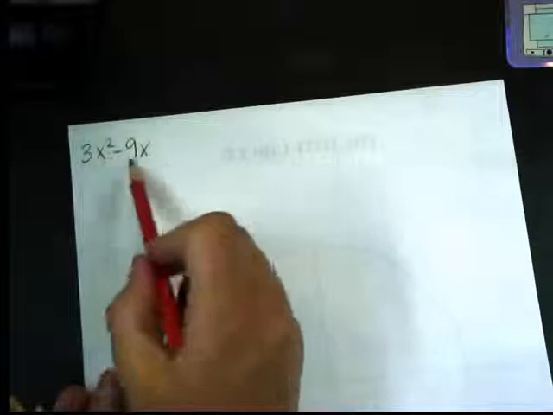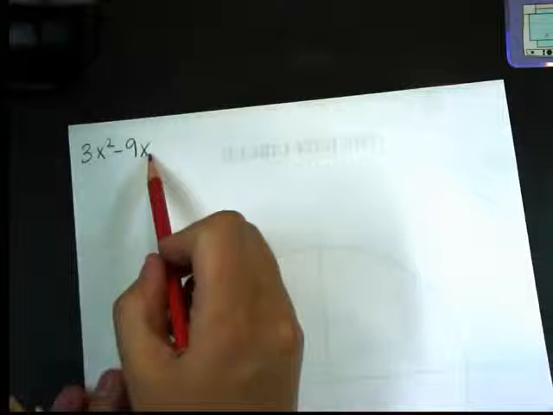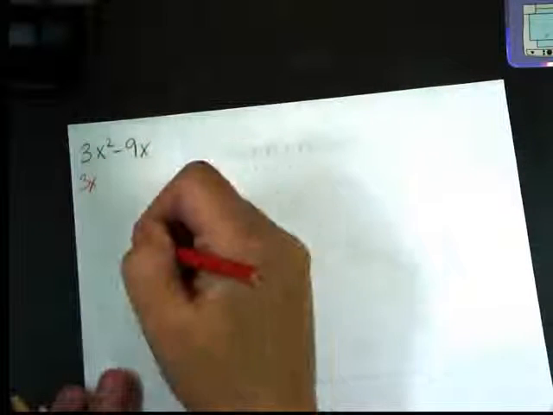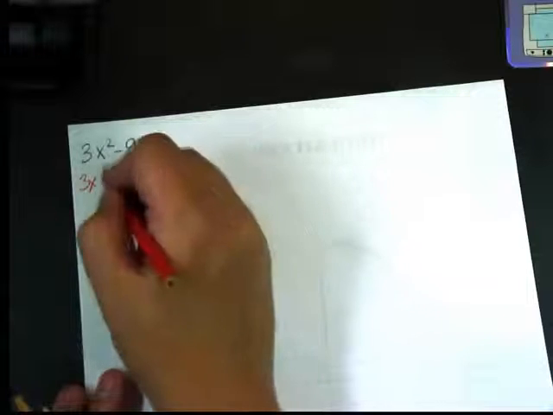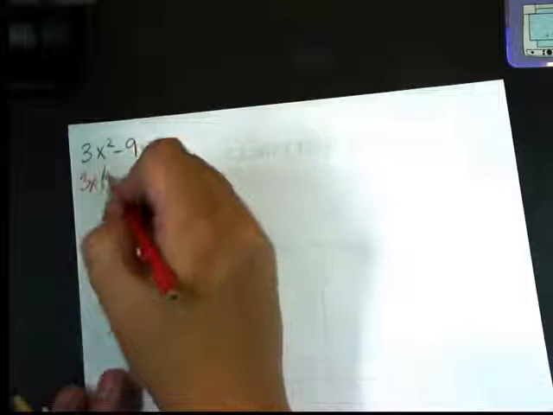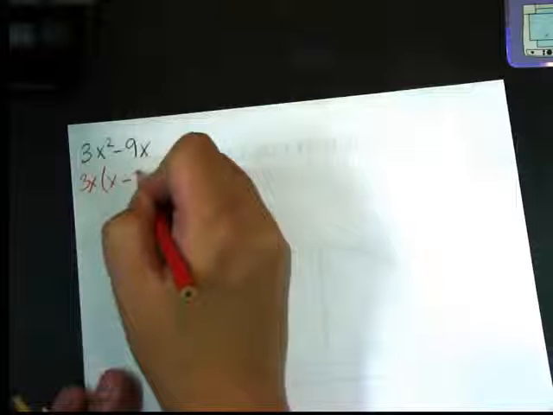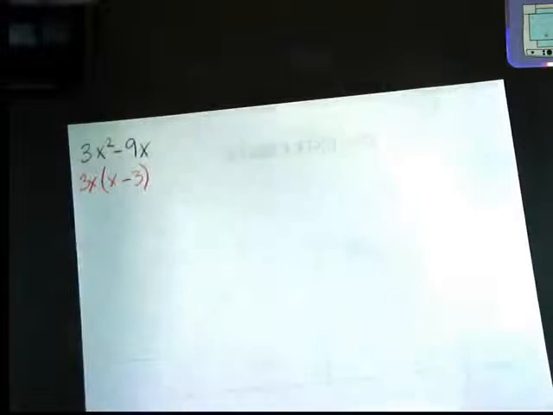3x squared minus 9x. This is a binomial. So a binomial, we always start with, is there a GCF? Is there something in common with my two terms? And we should recognize that there is a 3x in common. That's my GCF. And when I pull it out, left over is going to be an x minus 3.